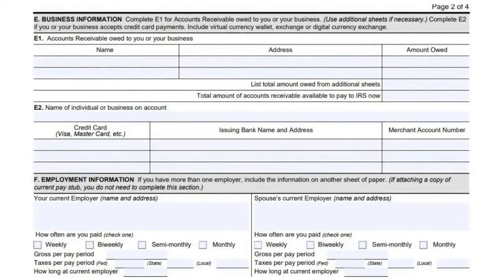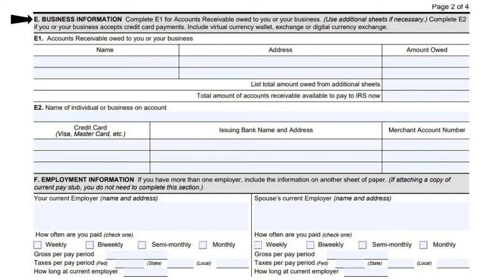I want you to look on the screen here. You have in part E, you have business information. So first, I spoke to you about your personal accounts, your personal assets. And if you have a business, whether it is a C corporation, an S corporation, or an LLC, or a partnership for that matter, you have to actually provide some information about the business.